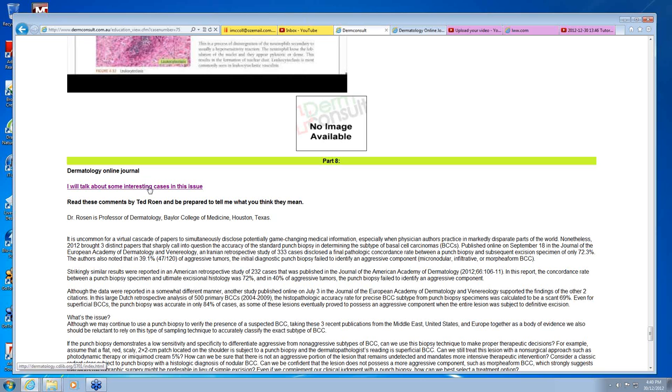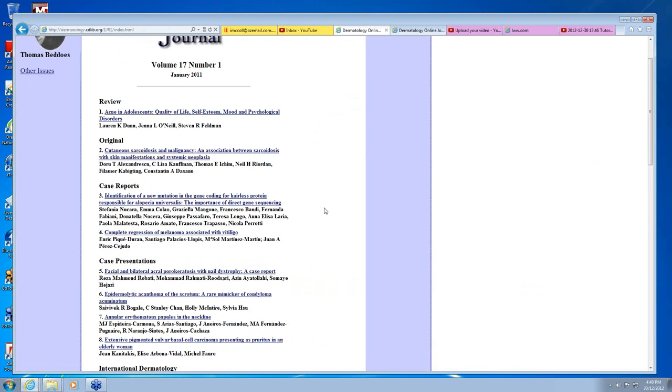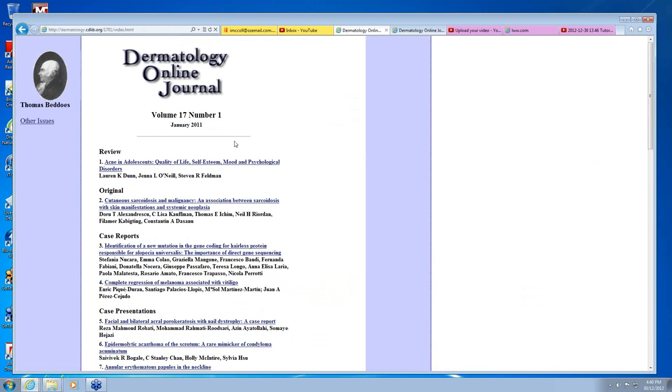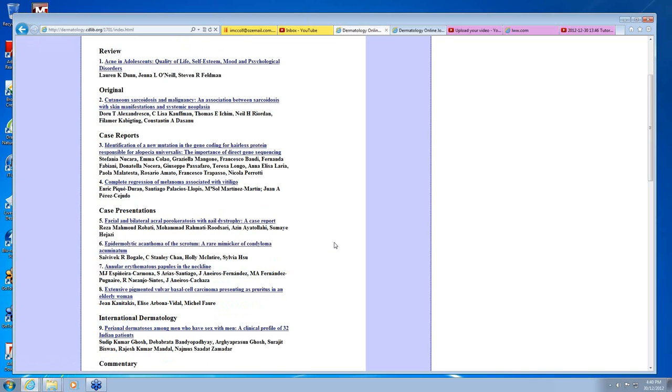So I'll probably have a quick flick. For instance, if I was looking at this particular issue, I'd have a quick flick in here. And I think this goes back to the January 2011 issue. And you can see, acne in adolescents, an important topic, quality of life issues. There was a thing here about complete regression of melanomas associated with vitiligo. I'll have a wee look at that during the webinar as well.